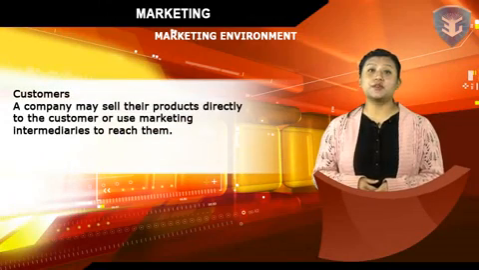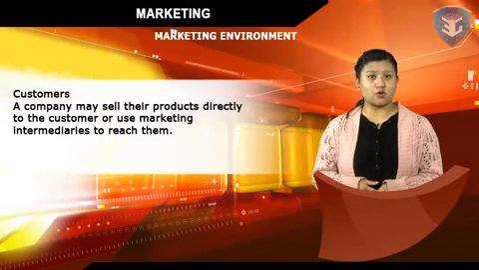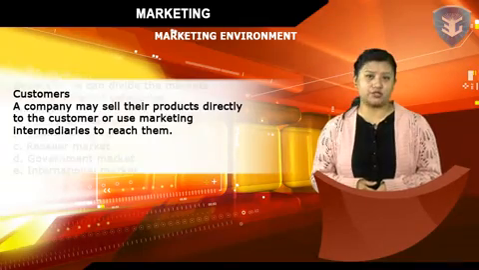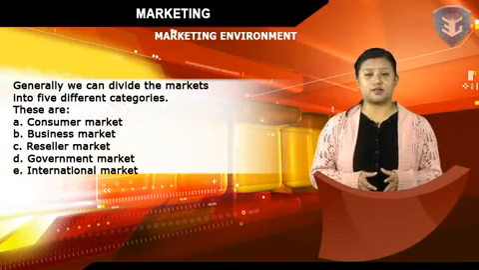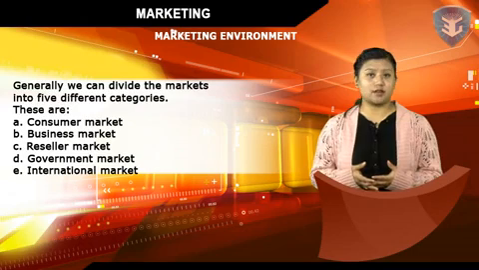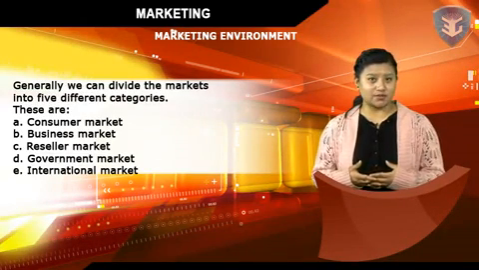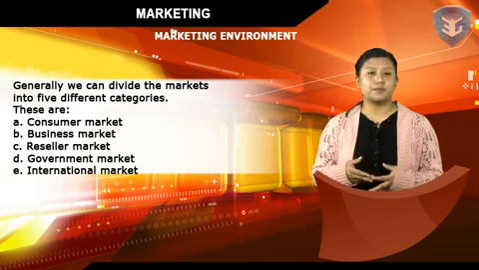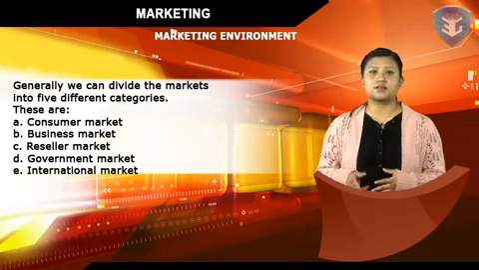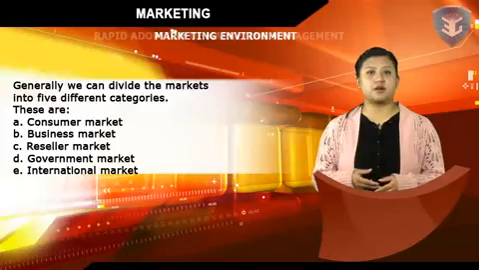Customers. A company may sell their products directly to the customer or use marketing intermediaries to reach them. Direct or indirect marketing depends on what type of market the company serves. Generally, we can divide the markets into 5 different categories. These are consumer market, business market, reseller market, government market, international market.